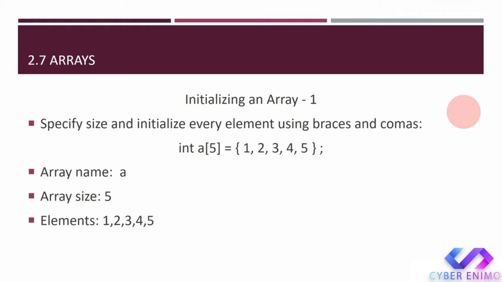We can initialize an array in one of 4 ways. The first way is to specify the size and to initialize each and every element. We do that using curly brackets and commas. So if we have an array called A, with a size of 5, and it's of type int, we would open a curly bracket and say 1, 2, 3, 4, 5, close the curly brackets, and let's not forget the semicolon.